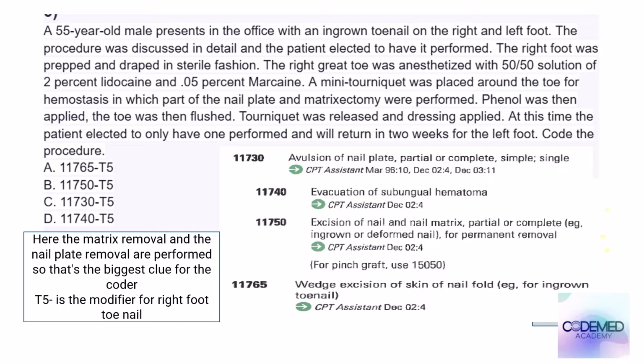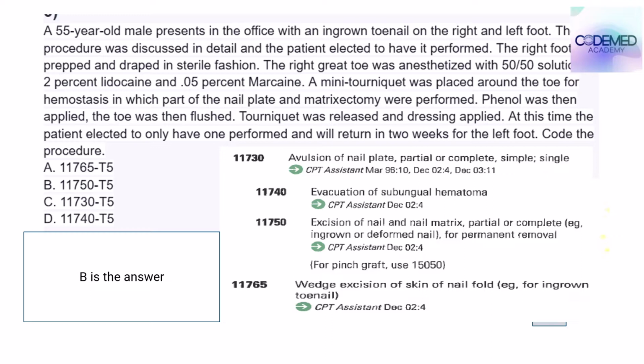So if you see the code 11765, it talks about the wedge excision of the skin of the nail fold. 11750, it talks about the excision of the nail and nail matrix that has happened. 11730, it talks about the avulsion of the nail plate, and 11740 talks about the evacuation of the subungual hematoma. So we are going to see what has happened and we are going to decide the code. So yes, B is the right answer because that's what exactly happened. Excision of the nail and the nail matrix.